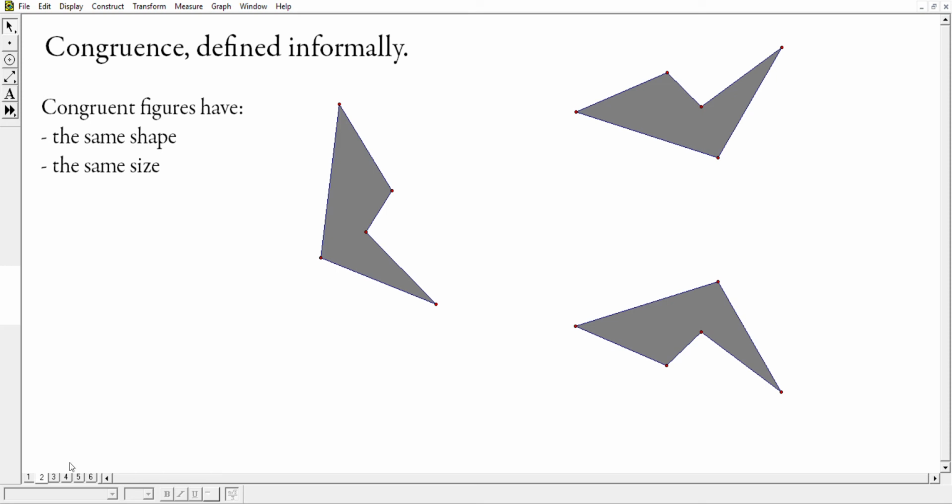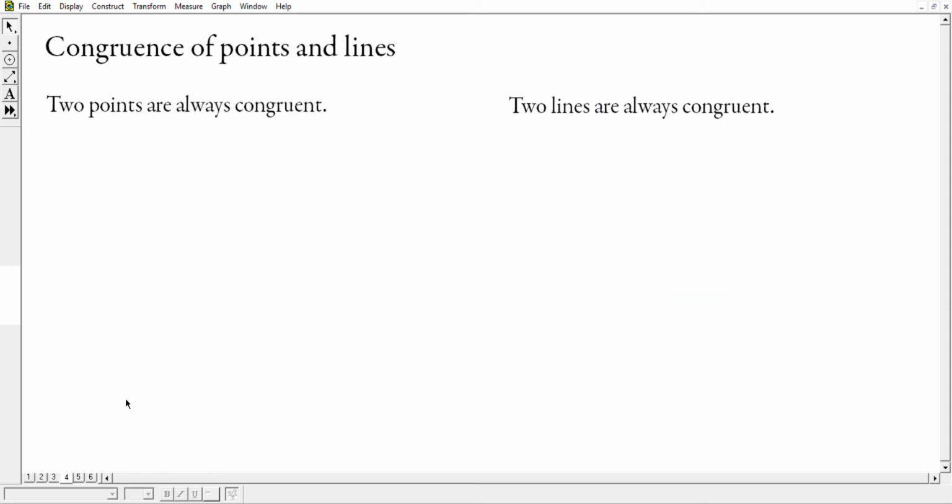So let's look at congruence in some simple cases. What about points and lines? First of all, 2 points are always congruent. They clearly have the same shape and same size, and it's pretty easy to see that there's a reflection. The reflection line would be around here. That would reflect this point directly onto this one. So I can always reflect one point onto another point. So 2 points are always congruent.